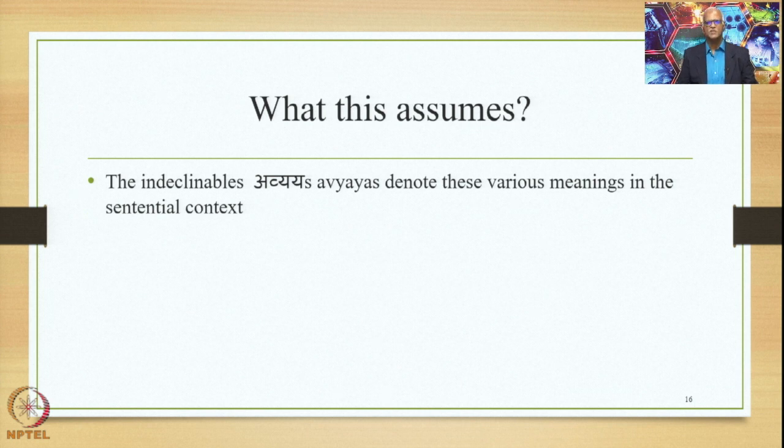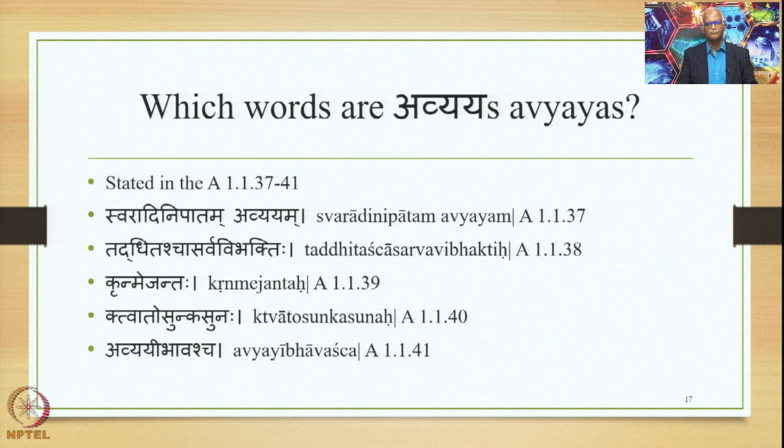What this assumes is that the indeclinables, the avyayas, denote these various meanings in particular semantic contexts. This is very important. So, let us briefly study which words are avyayas stated in the Ashtadhyayi in this context. In the Ashtadhyayi, from Sutra 1.1.37 up to 41, there is a bunch of five sutras which define what is an avyaya in Sanskrit.